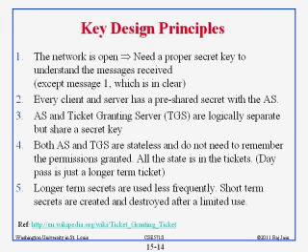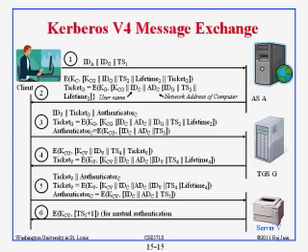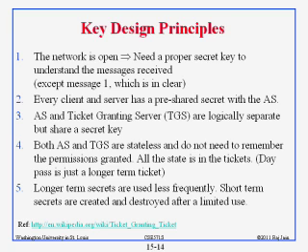So what is assumed is that the network is open, so basically everything is encrypted except the first message, and that message is coming up here. Everything is encrypted, and every client and server have a pre-shared secret with AS. So AS is the authentication server, and so every user has to have a password or some secret with the authentication server.